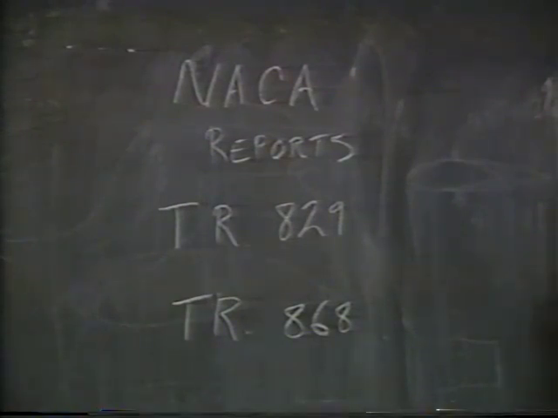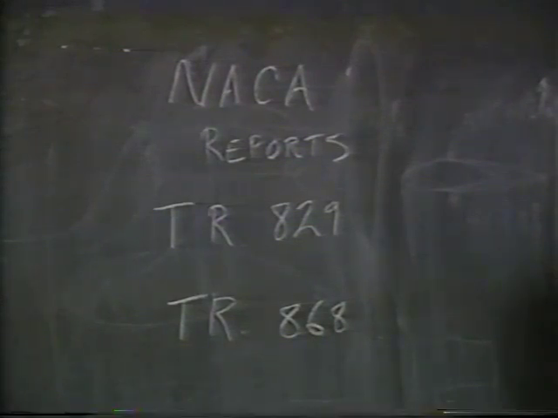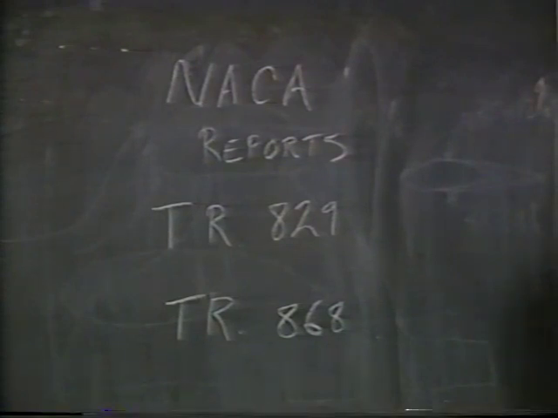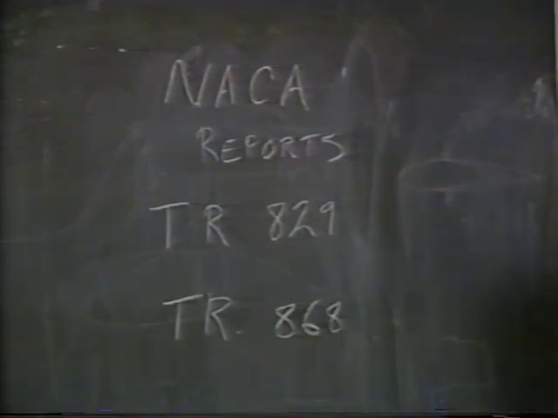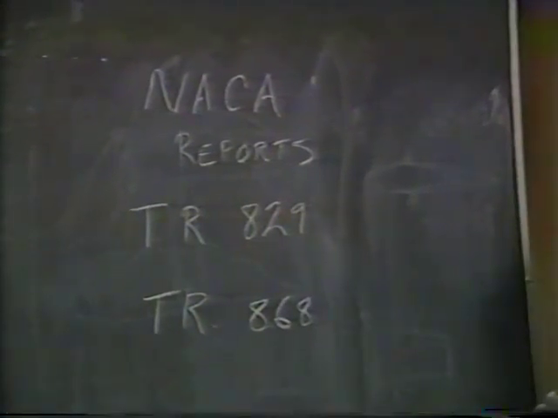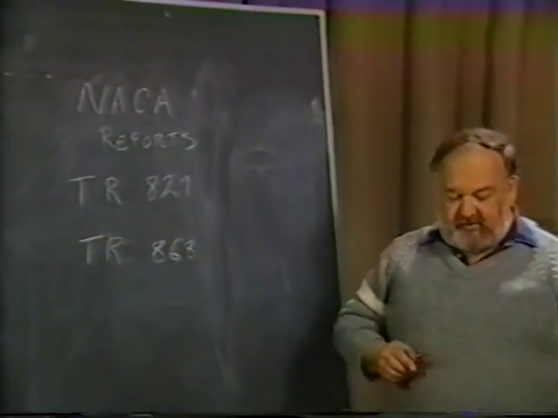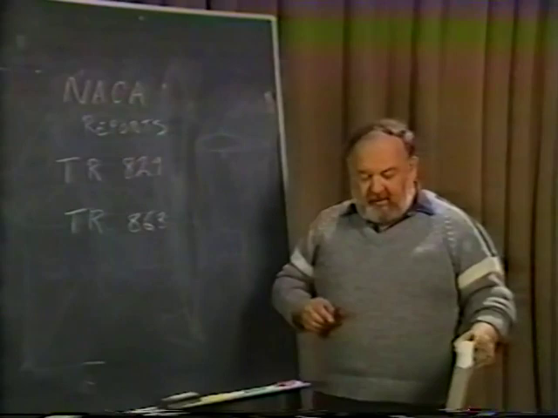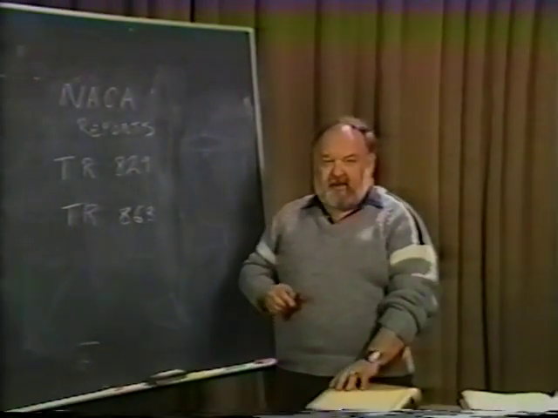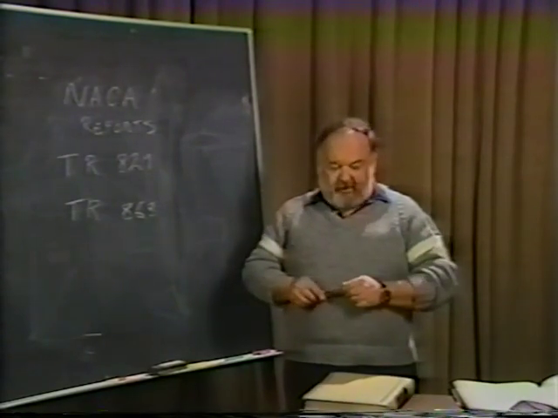One is Technical Report 829, entitled Summary of Measurements in Langley Full-Scale Tunnel of Maximum Lift Coefficient and Stalling Characteristics of Airplanes. This report shows a pretty comprehensive analysis of existing airplanes of that time, their stall characteristics and maximum lift capabilities. It deals primarily with planform and shapes of leading edge and various factors that influence the stall pattern.